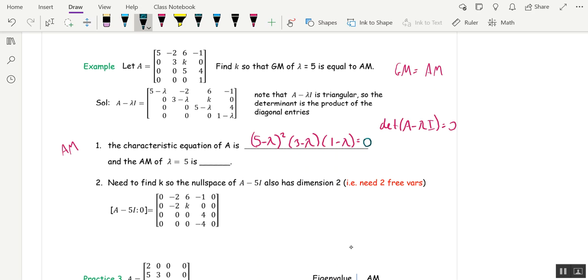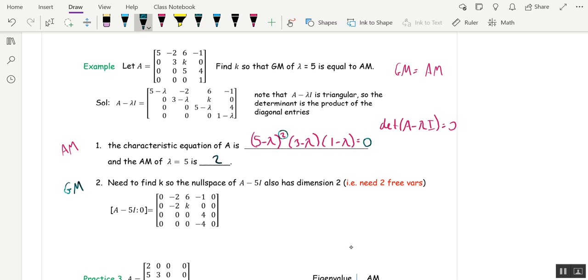So there's my characteristic equation. The algebraic multiplicity of lambda equals 5 is 2. That's the exponent over the 5 minus lambda factor. Now we're going to do the GM. We want the GM to be 2 also, because we want the GM to be equal to the AM. So we need the dimension of the null space of A minus 5I to be 2.